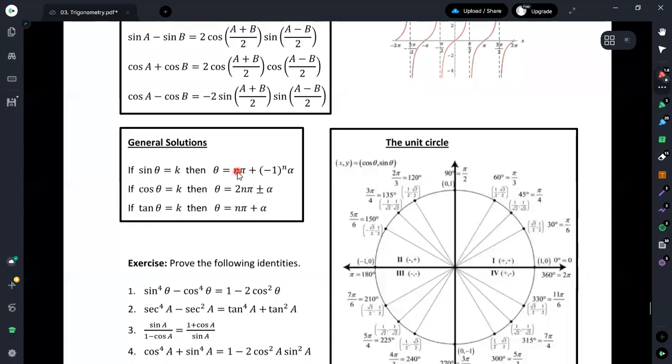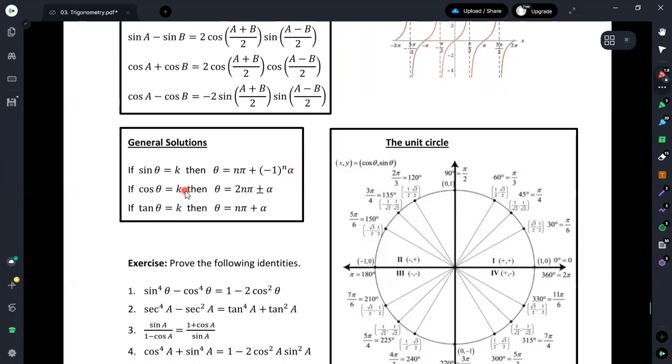If we define n as a specific value, we can get a specific solution. But in general, we are taking the value of theta. If it is sine theta equals k, then the value of theta is obtained as n pi plus minus 1 to the power n times alpha.